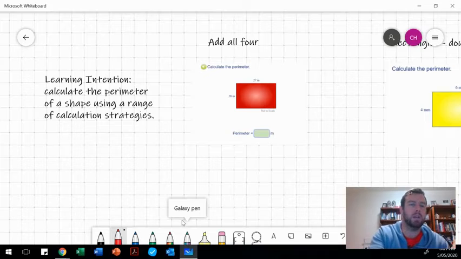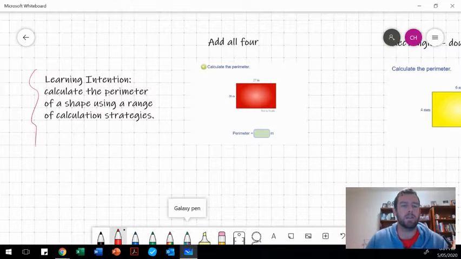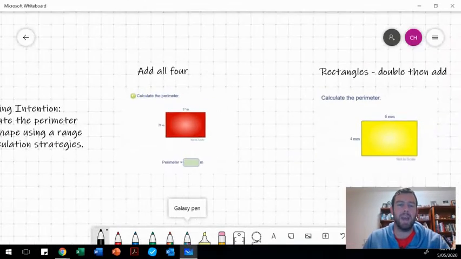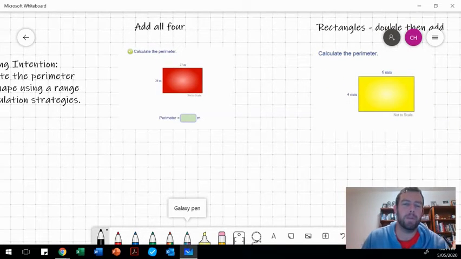Our learning intention today, you can see it here, is to calculate the perimeter of a shape using a range of calculation strategies. So I'm going to give you a few tips and tricks for making sure you're calculating perimeter efficiently. We don't want to be doing slow strategies, we want to be using efficient strategies and ones that will help us to get the answer reasonably quickly. Remember that perimeter is about calculating the length around the outside of a 2D shape, or the edge of a 2D shape.